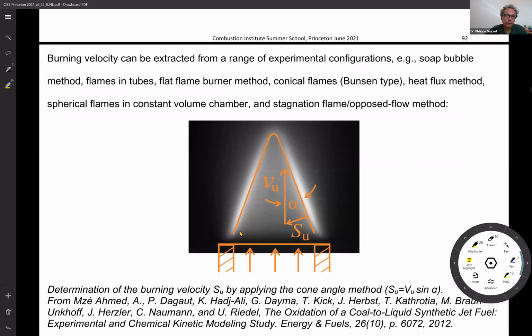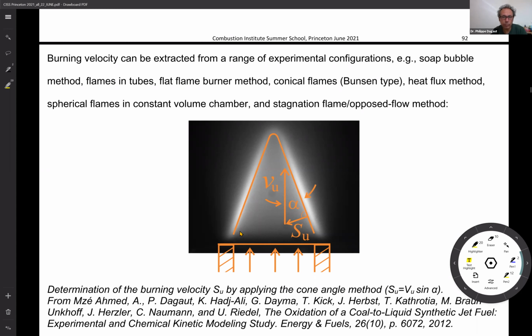Burning velocity can be extracted from a range of experimental conditions. Among them, one can cite the soap bubble method, flames in tubes, the flat flame burner method, the conical flame or Bunsen flame, heat flux burners, spherical flame in a constant volume chamber, which we also call bombs, and the stagnation flame opposed flow method.